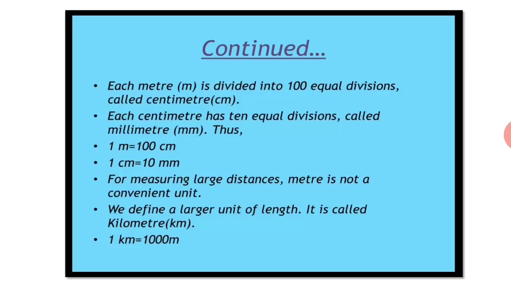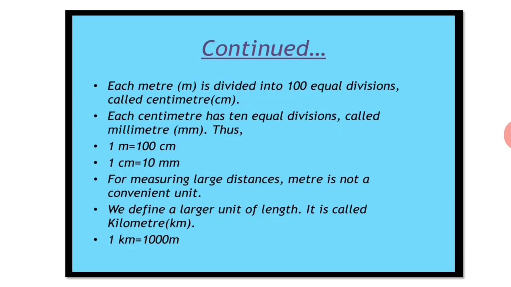Each meter, that is m, is divided into 100 equal divisions called centimeters. Each centimeter has 10 equal divisions called millimeters. Thus, 1 meter is equal to 100 centimeters, and 1 centimeter is equal to 10 millimeters.